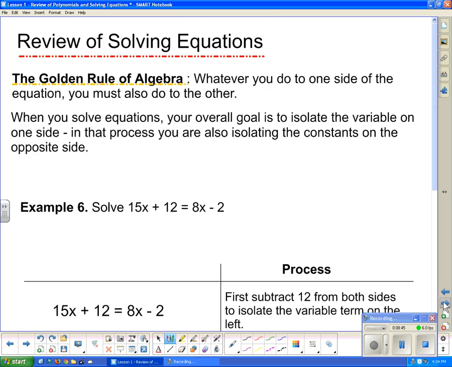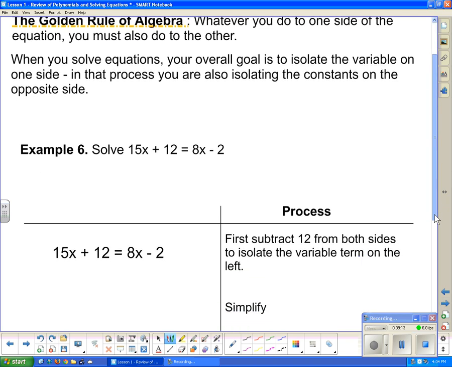Moving right along, we're now going to do a review of solving equations, and I want you to remember the golden rule of algebra: whatever you do to one side of the equation, you must also do to the other. So when you solve equations, your overall goal is to isolate the variable on one side, and in that process you're also isolating the constants on the other side. So here we go. For example number 6, we have 15x plus 12 equals 8x minus 2.